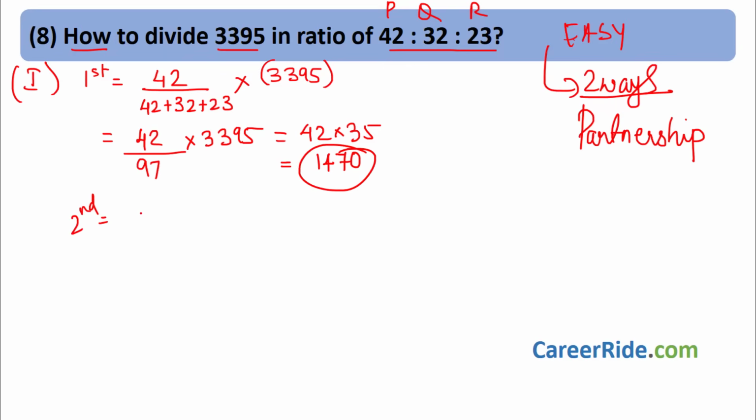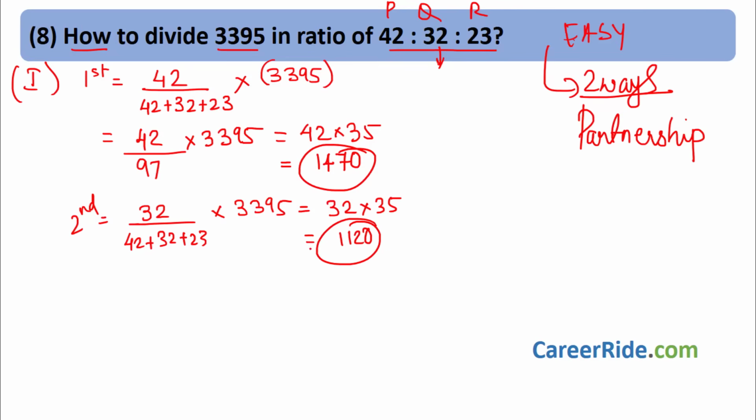The second part: what is the ratio for the second part? 32. 32 divided by 42 plus 32 plus 23, that is all the 3 parts, multiplied by 3395, the total. What do we get? 32 into 35, right? That would be equal to 1120.